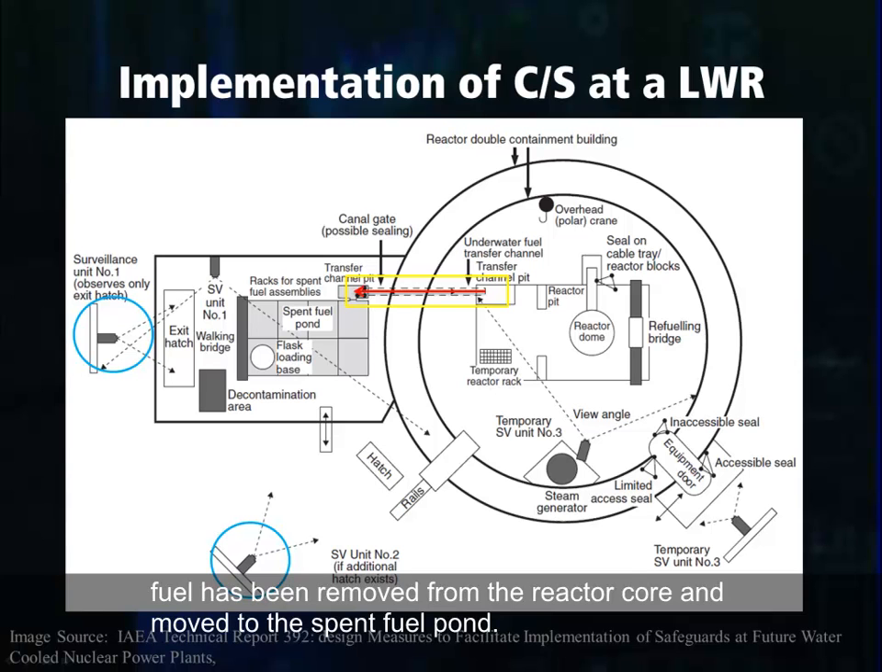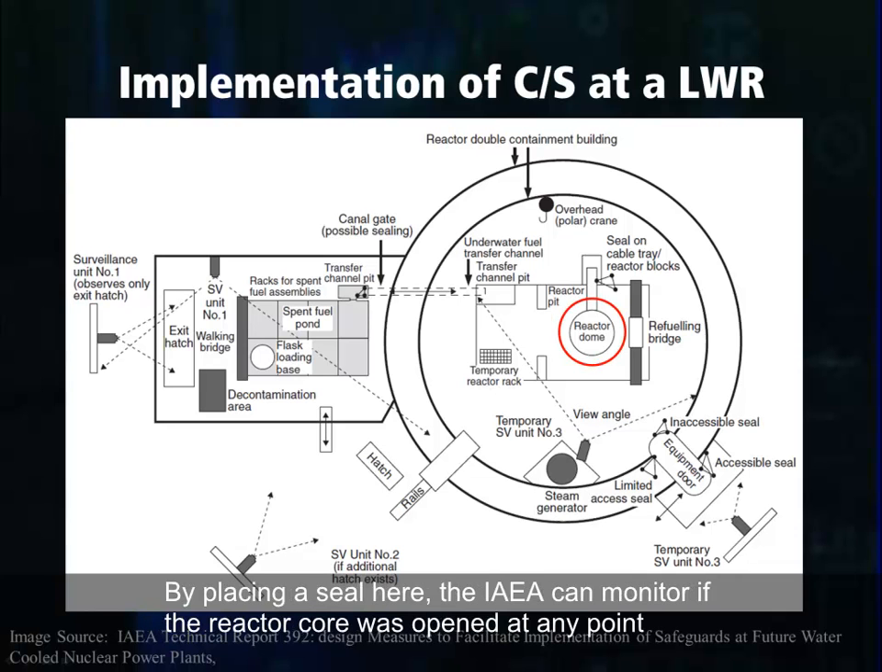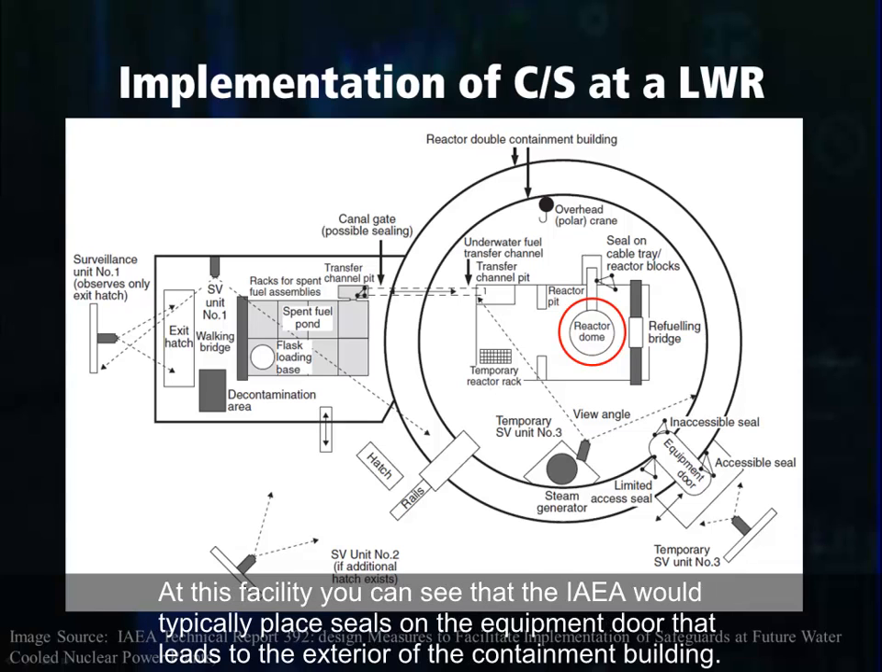This allows the IAEA to know whether or not fuel has been removed from the reactor core and moved to the spent fuel pond. An additional point where seals are used is on the reactor cover, or the reactor dome. By placing a seal here, the IAEA can monitor if the reactor core was opened at any point, and then using video surveillance they would be able to determine if fuel was removed from the reactor core or not.